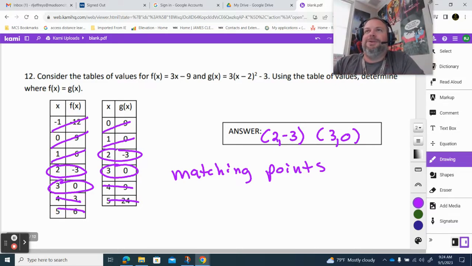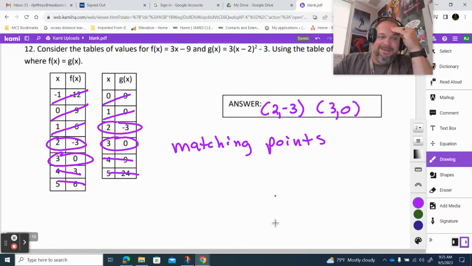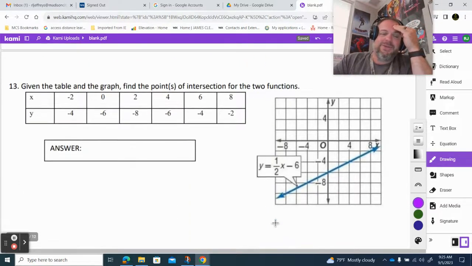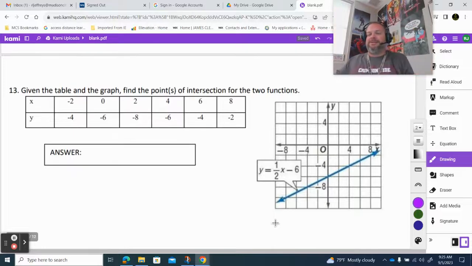Sorry, I'm having equipment issues. Have I ever blown into the microphone? All right. Anyways, so are we good with number 12? All right. The last one, number 13.